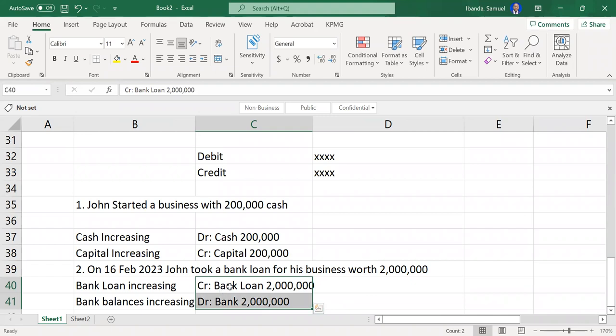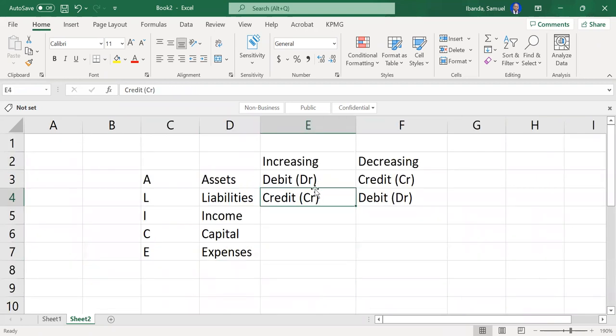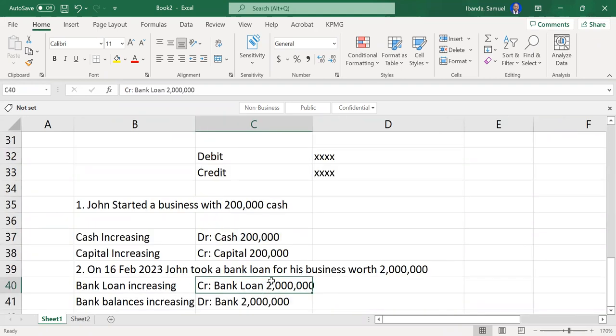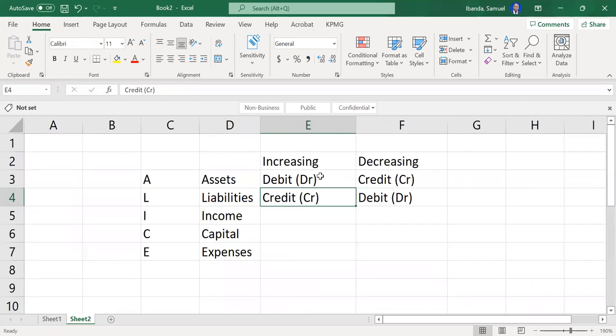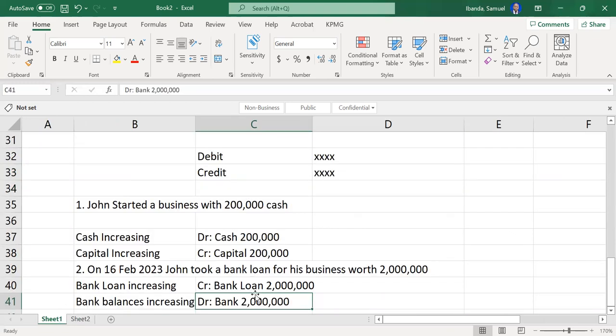Now, here we've completed a double entry. And the same thing has also happened in the first, because for the double entry, for every transaction, there should be a corresponding debit and credit of the same value. We've debited cash with 200,000, credited capital with 200,000. We've credited our bank loan, because it's a liability that is increasing, with 2 million. And since our bank balance is increasing as a business after taking the loan, there is an asset that is increasing, and that's why we have debited our respective asset in this transaction.